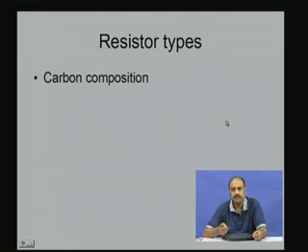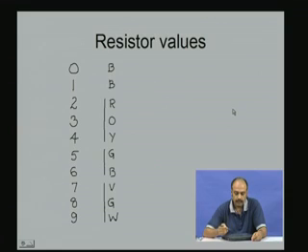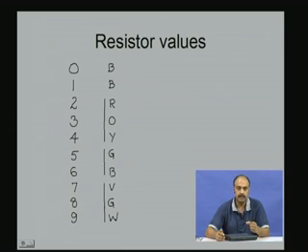There are different types of resistors. One is the carbon composition resistor, the way it is made. You have the metal film resistor, wire wound resistors and such, and many more types. How does one know the value of a given resistor? Let me show you how a practical real world resistor looks like.